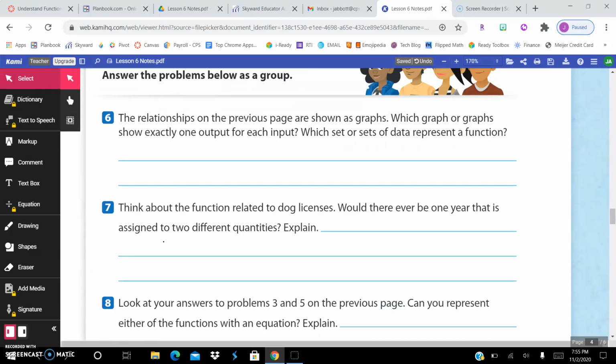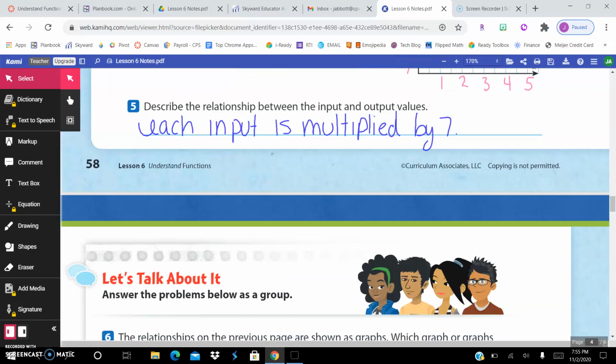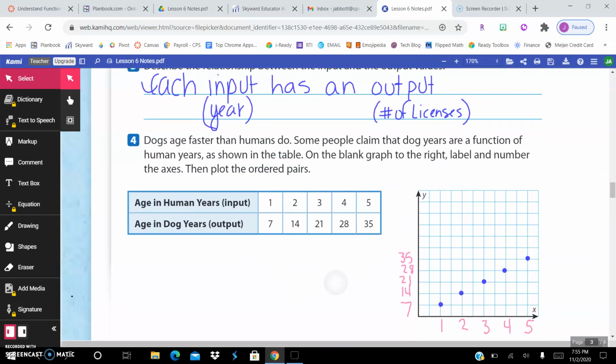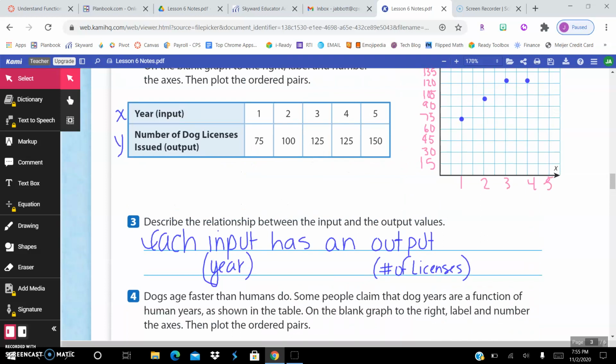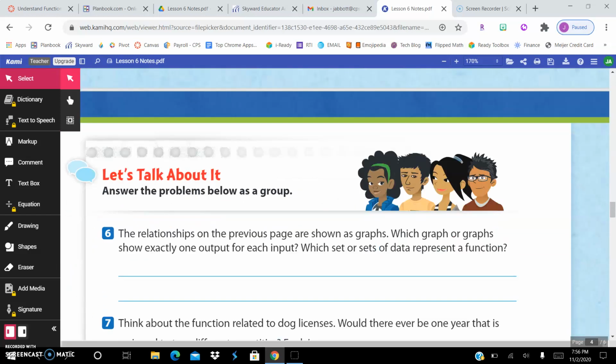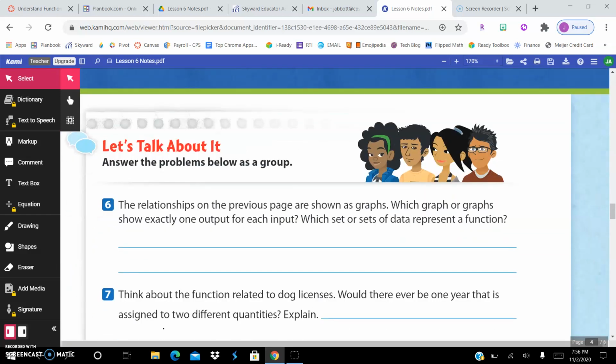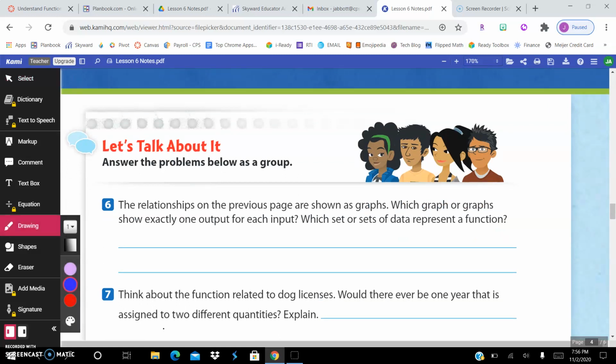Number 6, the relationships on the previous page are shown as graphs. Which graph or graphs shows exactly one output for each input? Which set or sets of data represent a function? So which shows exactly one output for each input, that would be the dogs, because if you look up here, the 125 repeats. So the input of 3 is 125 and the input of 4 is also 125. So if we go back down here, which graph or graphs show exactly one output for each input? That's the dog ages.